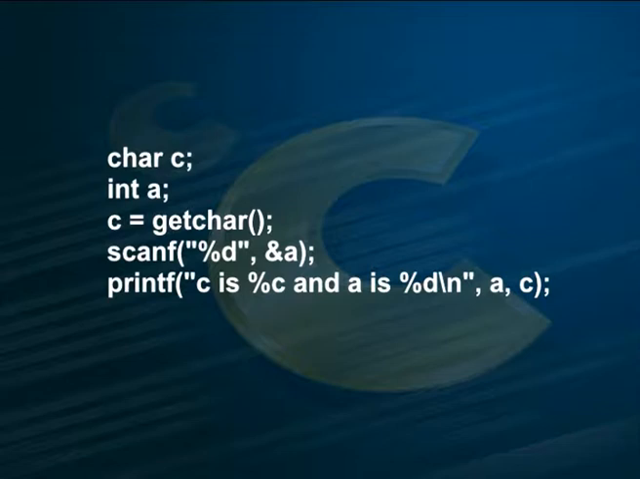Char c; int a; c = getchar(); scanf("%d", &a); printf("c is %c and a is %d\n", c, a).